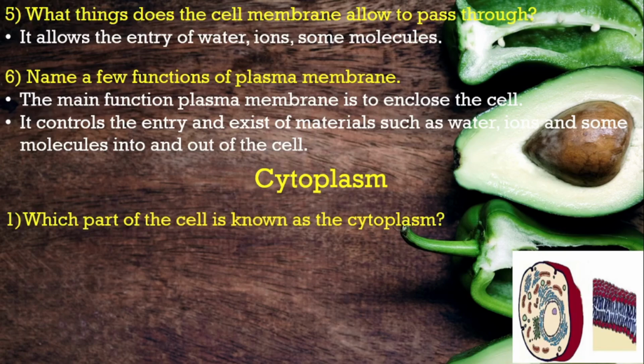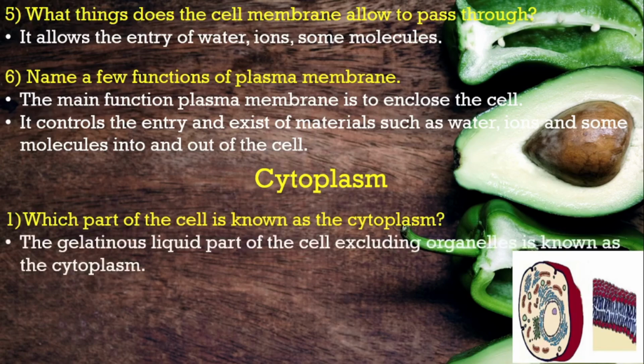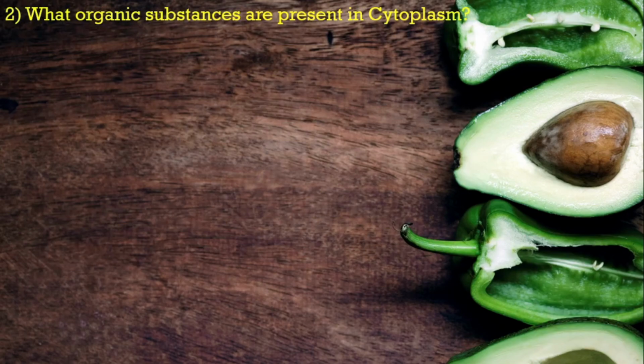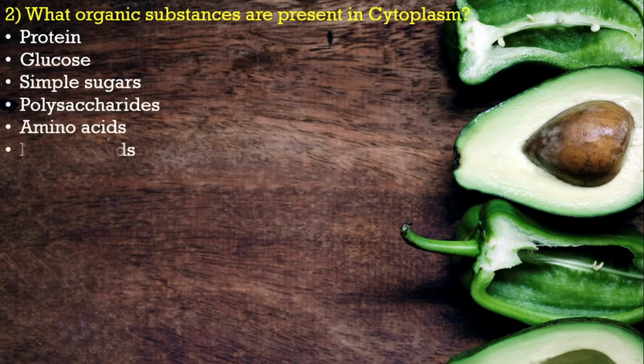Which part of the cell is known as the cytoplasm? The gelatinous liquid part of the cell, excluding organelles, is known as the cytoplasm. Look at the second one. What organic substances are present in cytoplasm? Protein, glucose, simple sugars, polysaccharides, amino acids, nucleic acids, fatty acids, glycerol.